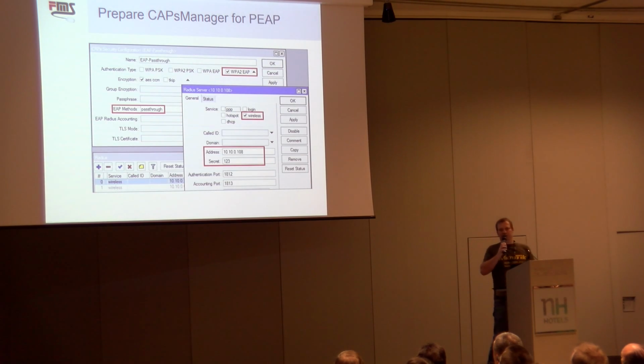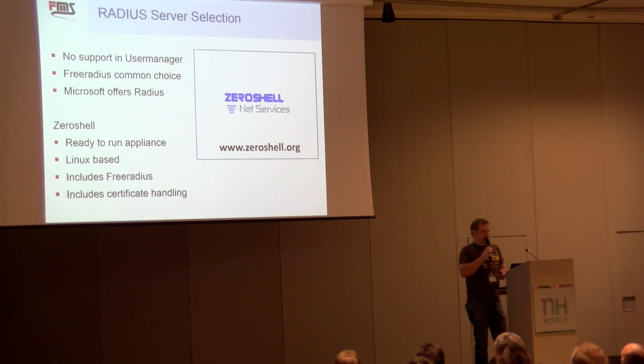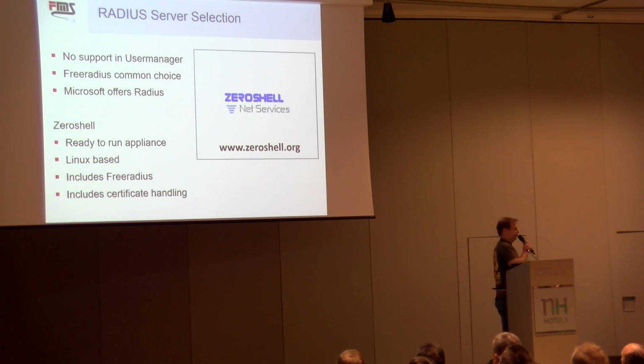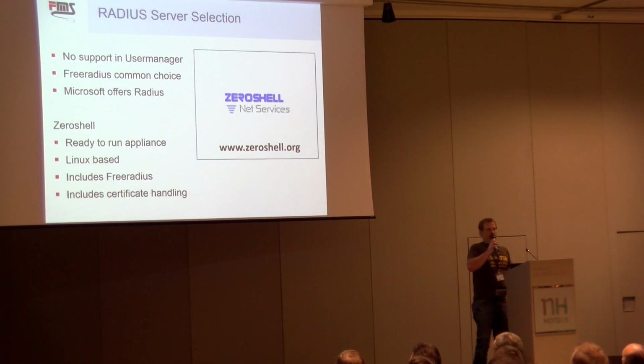As we've seen before, we have to set up RADIUS. It's the very same configuration as we have with the MAC-based encryption keys. And the sad thing here is that User Manager is not yet supporting it. According to my knowledge, in version 7, this will change. But for now, you will need a maybe easy to set up RADIUS server.